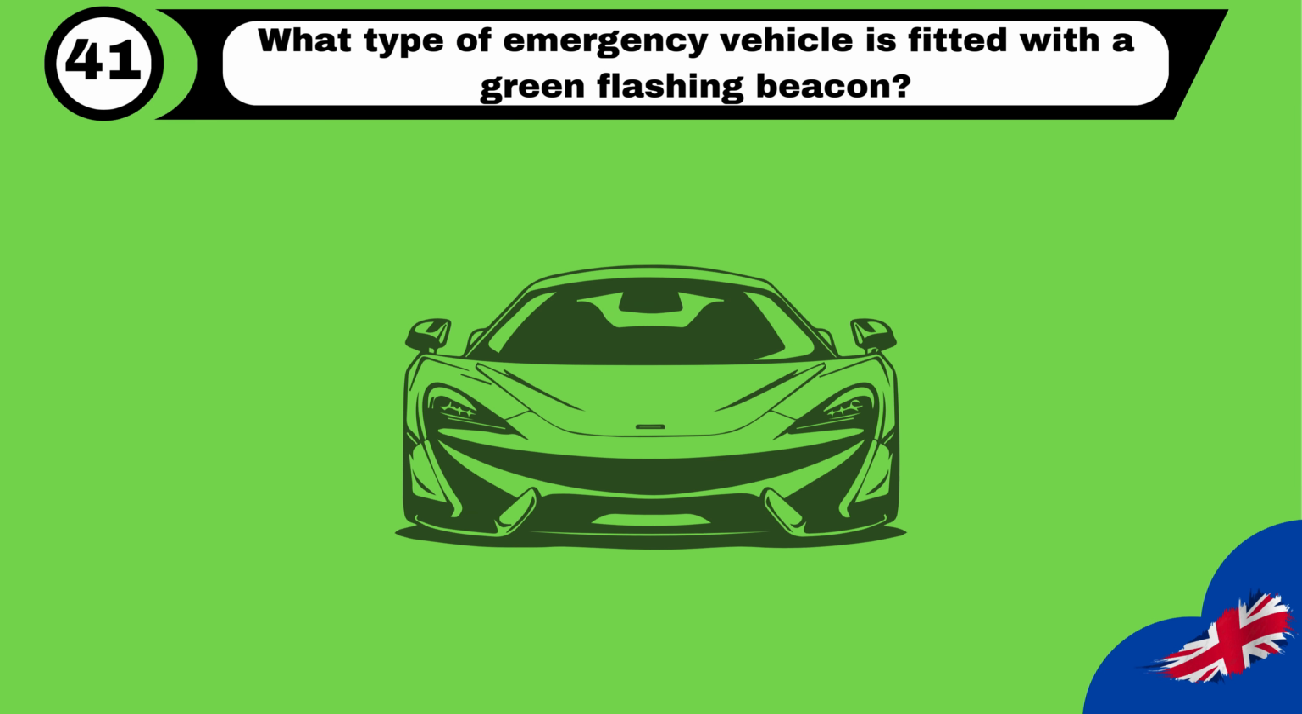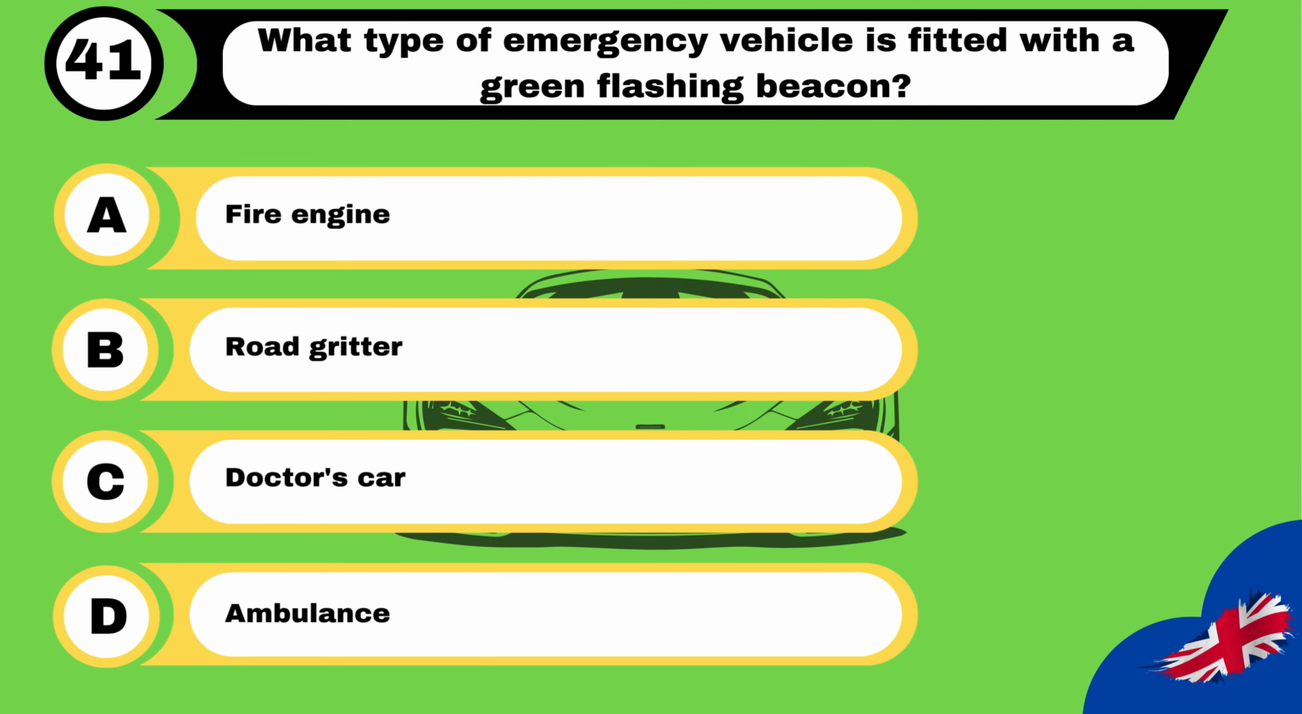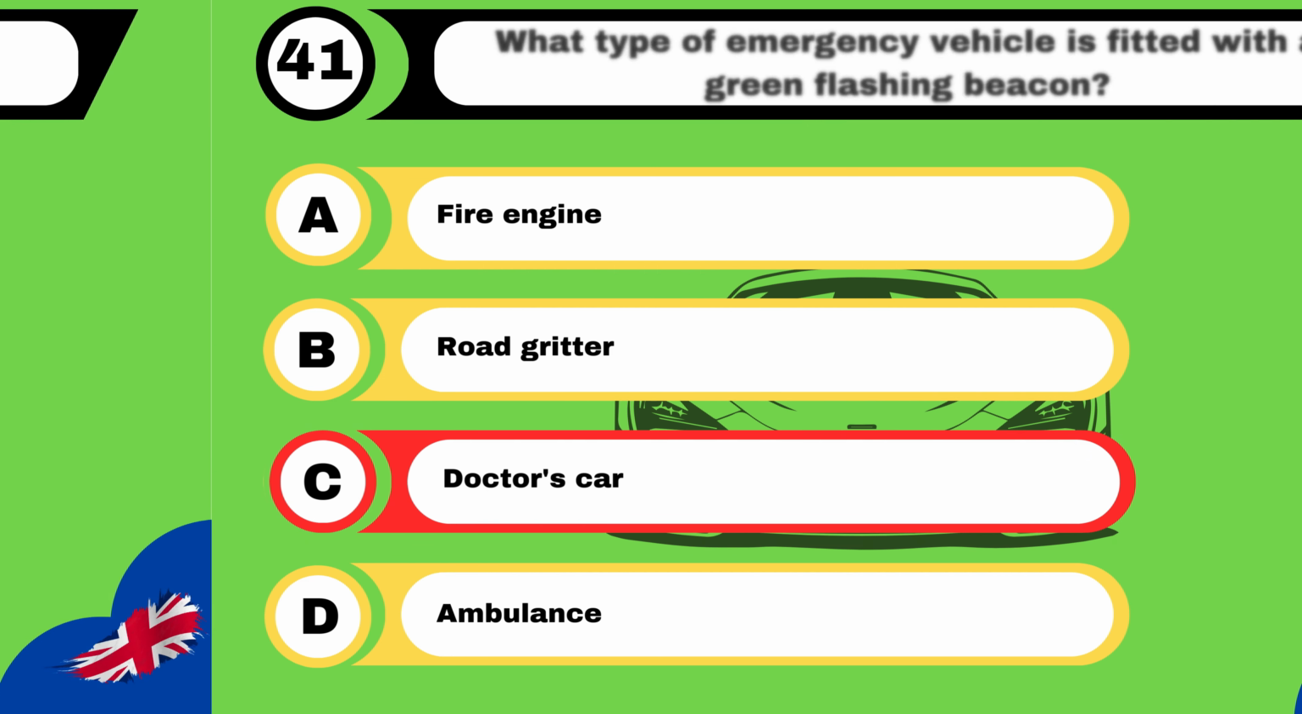Question 41. What type of emergency vehicle is fitted with a green flashing beacon? A. Fire engine. B. Road gritter. C. Doctor's car. D. Ambulance. The answer is C. Doctor's car.